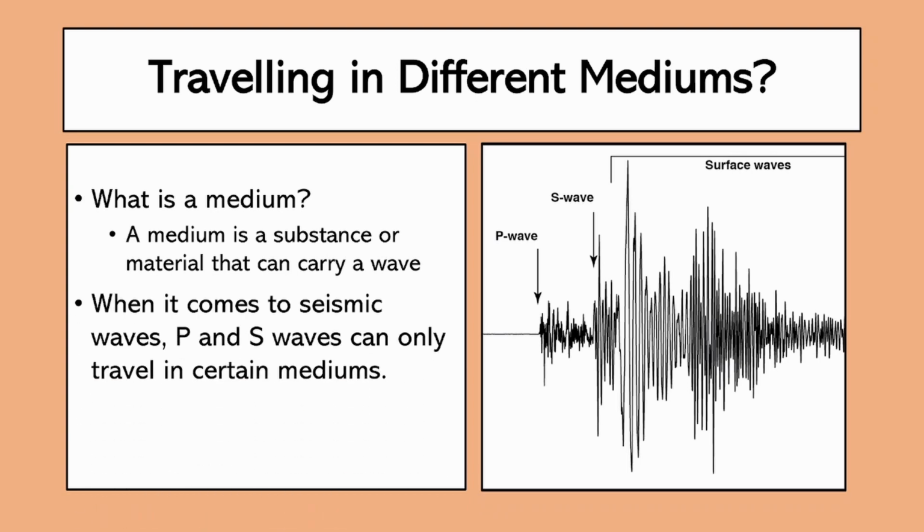Now, when it comes to seismic waves, P waves and S waves can only travel in certain mediums. We touched on this earlier in the revision section, where we talked about scientists being able to pinpoint earthquakes by looking at the types of waves that are produced. So P waves are able to travel in solids and liquids, and S waves are able to travel in solids only.